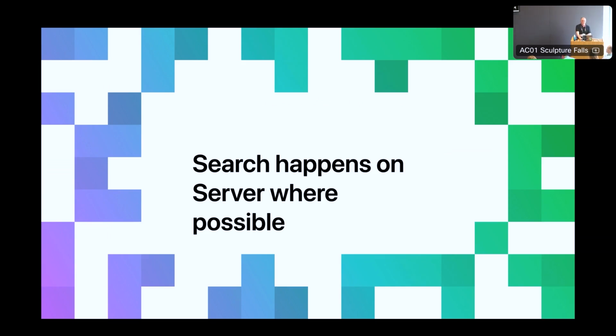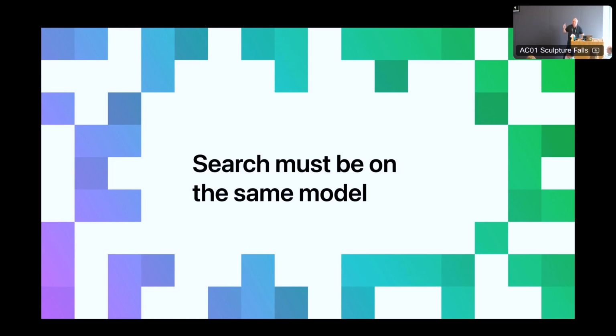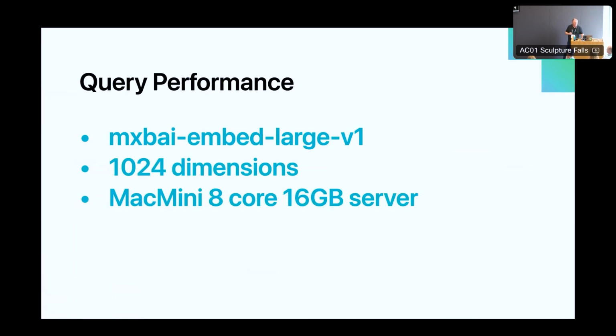Basically, FileMaker's changing it so it'll search on server whenever possible. If you can search directly on the embedding table itself, it's going to be much, much better. If you search through a relationship, it's going to basically drag everything down across your network, and because these files are big, that's going to bog down performance. So you can search on the embedding table and then do a Go to Related Records, but that then gets you the thing that you're no longer sorted. That's where that JSON object can help. The search has to be on the same model, otherwise it won't work.